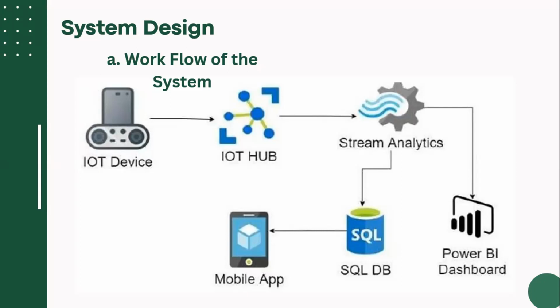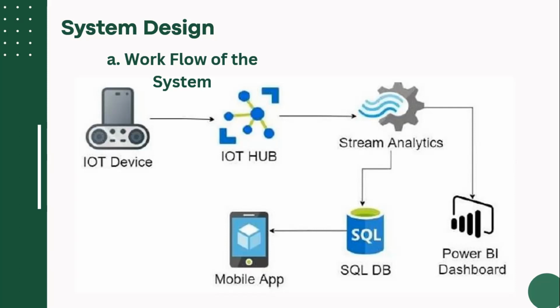It is the central message hub for bidirectional communication between the IoT applications and the devices that it manages. The data that passes through the IoT hub will be analyzed, and then these stream analytics will be directed to the Power BI dashboard with the highlights of the analysis. At the same time, the data would be transferred to the SQL database as well. Through this SQL database, the mobile application or the user will be able to read the real-time data relevant to humidity, moisture, and temperature through the mobile app.